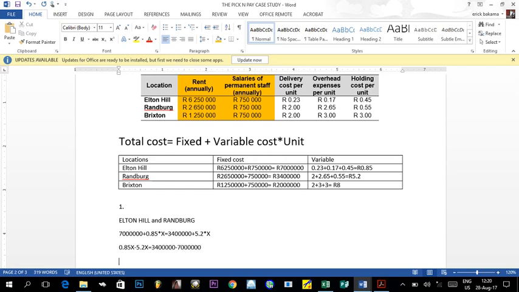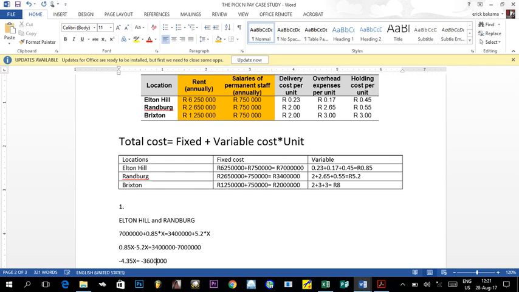million. Now we are going to get a negative value of 0.85 minus 5.2. Now the value that we get here is a negative 4.35. This is X, and we have our 7 million here minus 3,400,000, and we have a value of 3,600,000. Now this value here is negative.